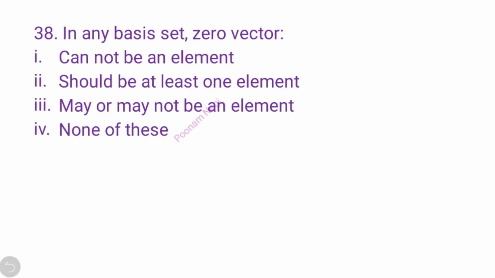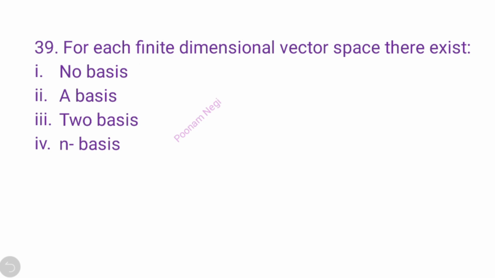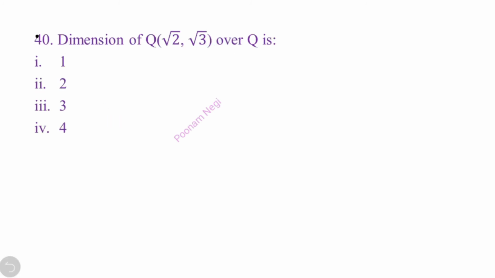Next question: in a basis set, the zero vector cannot be an element, should be at least an element, or may or may not be an element. We have seen this kind of problem in many questions. The zero vector cannot be an element, because if we have a zero vector, then we don't have a linearly independent set. That's why we cannot have the zero vector as an element. Next question: for each finite dimensional vector space, there exists a basis.